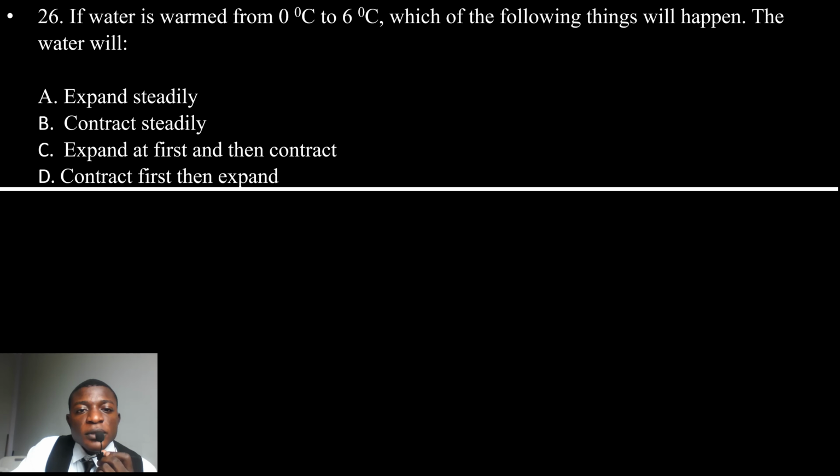If water is warmed from 0 degrees to 6 degrees, which of the following things will happen? The water will. Okay, let me just take some time to talk about this. This is really fascinating. In fact, this has an extensive application to life in the aquatic world, and we talk about evolution and continuity of aquatic life.